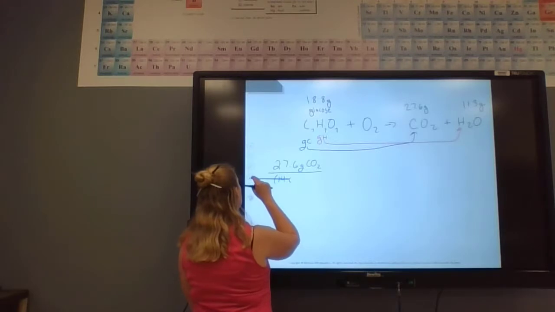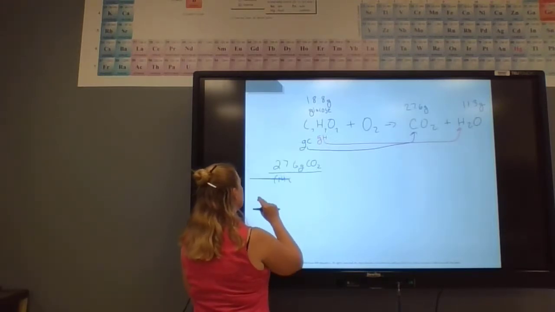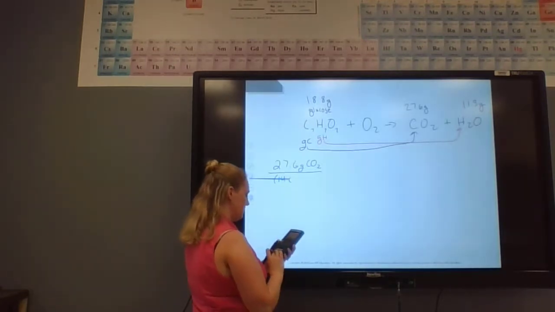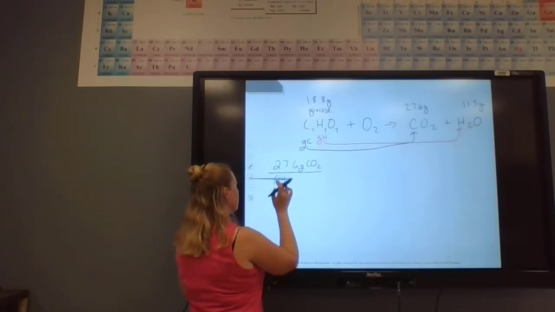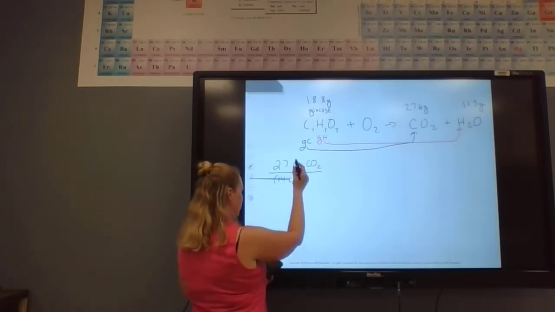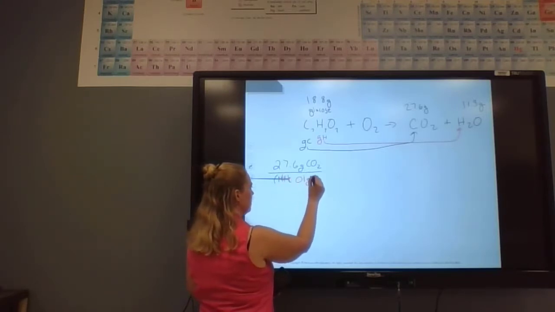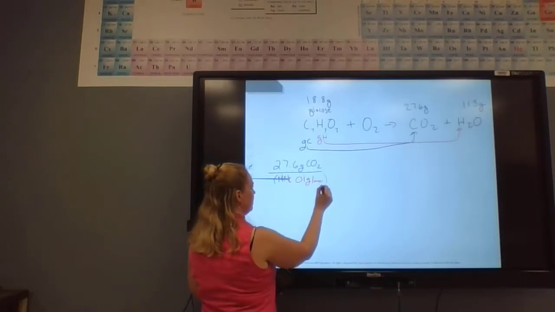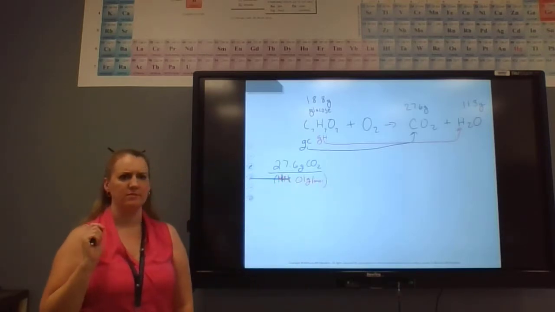I'll erase that because I did it wrong. We'll just change colors now. So 44.01. 44.01 grams per mole. Okay. Everybody see the 44?